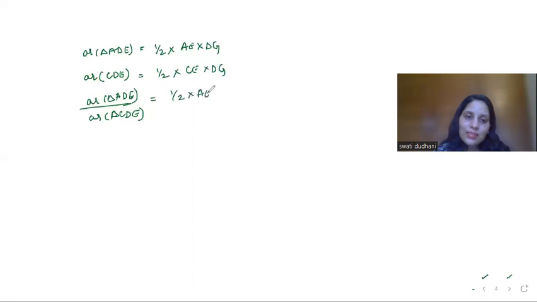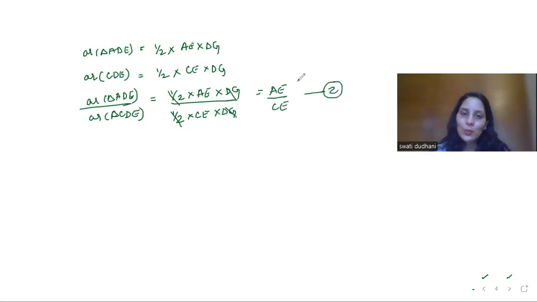So write the same things that we have. And now we will cancel out the similar terms. Half gets cancelled, DG gets cancelled. We have AE by CE. Let us take this one as equation 2. Now we have the two equations.